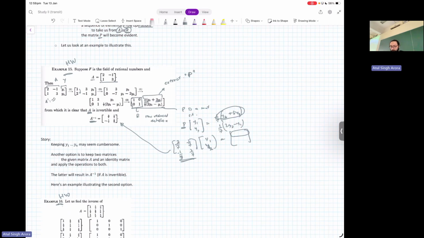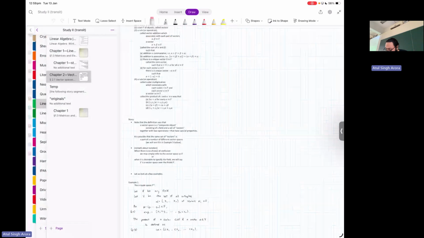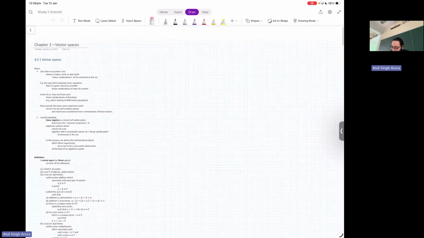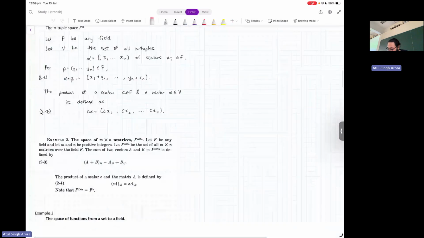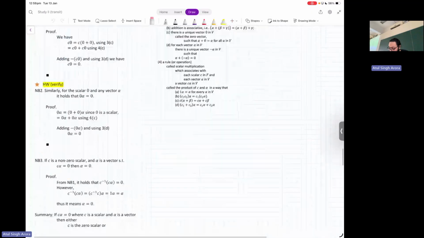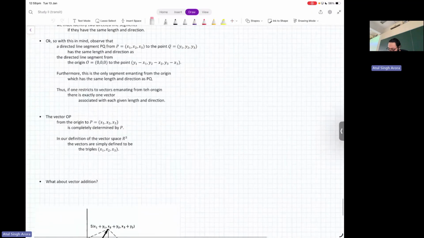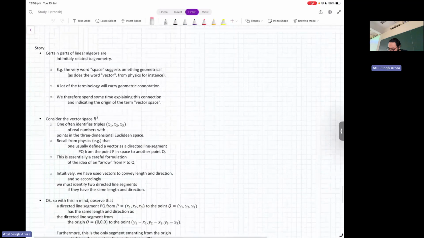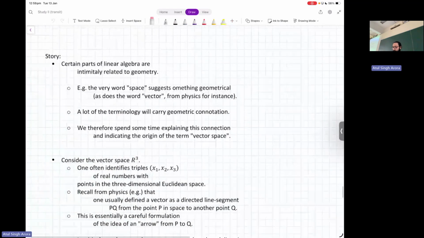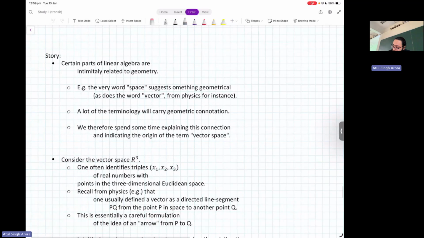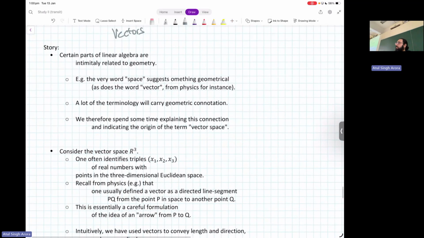All right, we have 5 more minutes, so we can start the next chapter. What I will do in this chapter is start by giving you some intuition. Now we're going to start vectors. This part is going to be relatively straightforward.